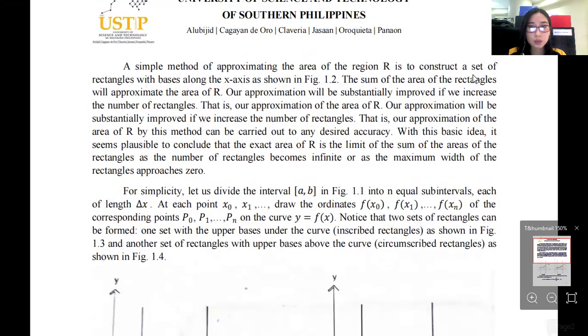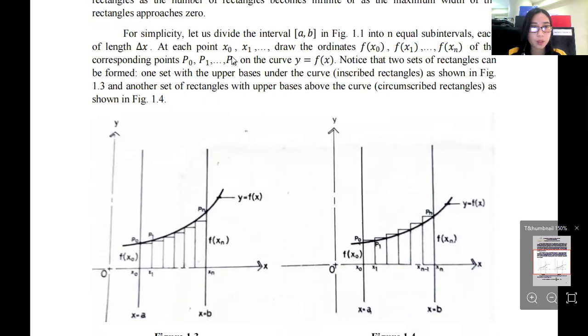Okay? So, let's construct a set of rectangles with bases along the x-axis. So the sum of the areas of the rectangles will approximate the area of R. So for simplicity, let us divide the interval from a to b into n equal sub-intervals, each of length delta x. Okay, so at each point, x sub 0, x sub 1, x sub 2, x sub 3, x sub 4, x sub 5, and x sub 6, there are corresponding points along our curve y is equal to f of x.